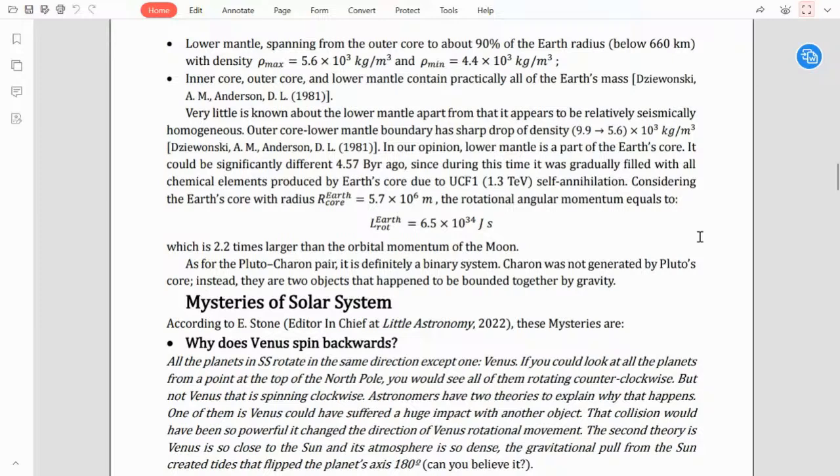Astronomers have two theories to explain why that happens. One of them is that Venus could have suffered a huge impact with another object. That collision would have been so powerful it changed the direction of Venus' rotational movement. The second theory is that Venus is so close to the Sun and its atmosphere is so dense that the gravitational pull from the Sun created tides that flipped the planet's axis 180 degrees. Can you believe it?